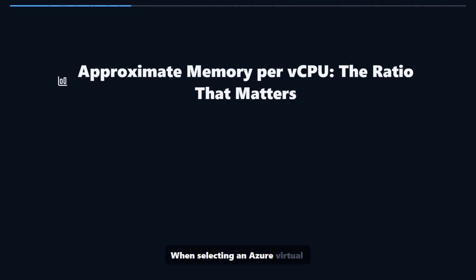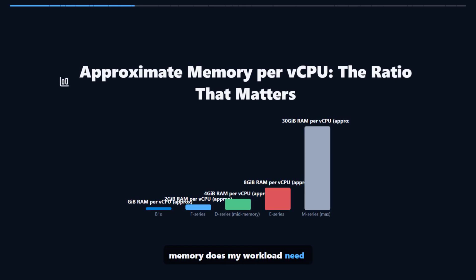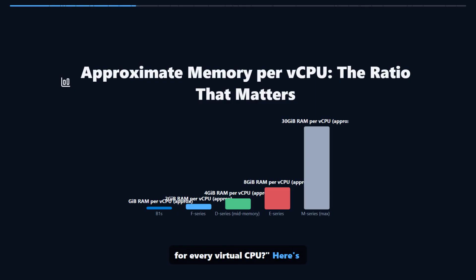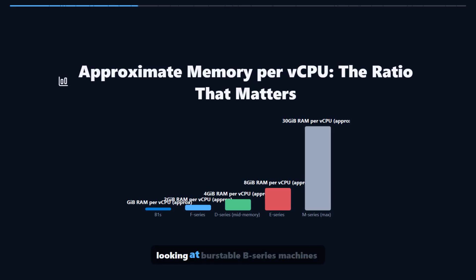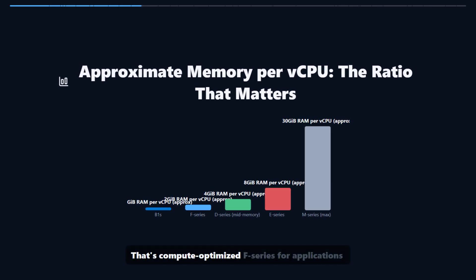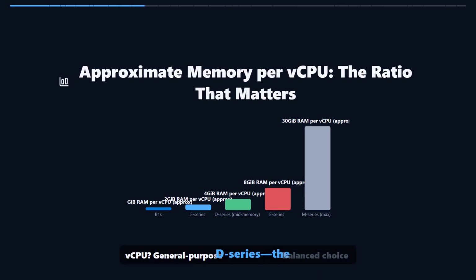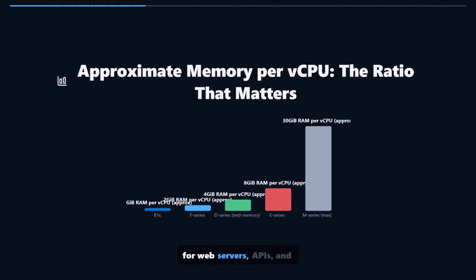When selecting an Azure virtual machine, don't start by asking, how many CPUs do I need? Instead ask, how much memory does my workload need for every virtual CPU? Here's a simple guideline. Around 1 GB per vCPU, you're looking at burstable B-series machines for light, occasional workloads. Around 2 GB per vCPU, that's compute-optimized F-series for applications where processing power matters most. Around 4 GB per vCPU, general-purpose D-series, the balanced choice for web servers, APIs, and many business applications.